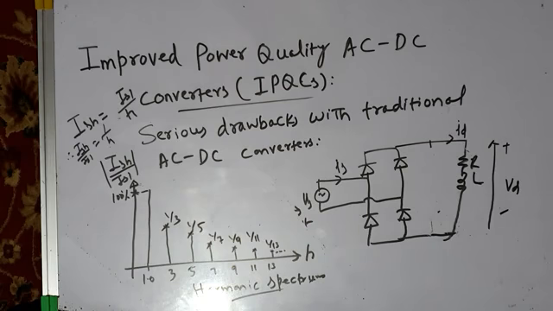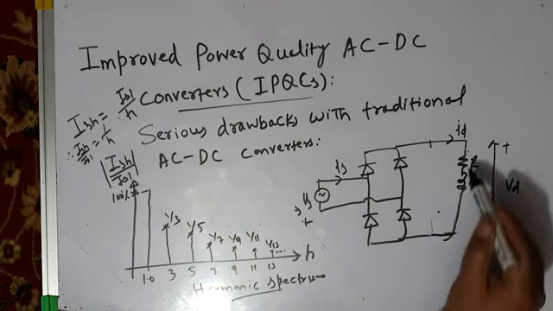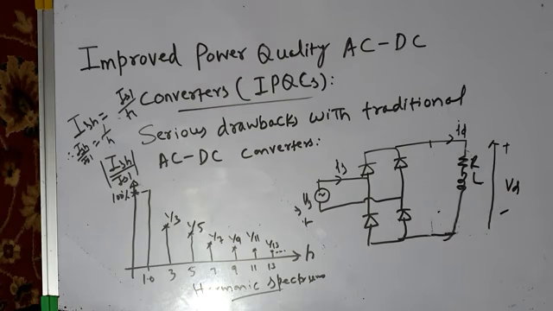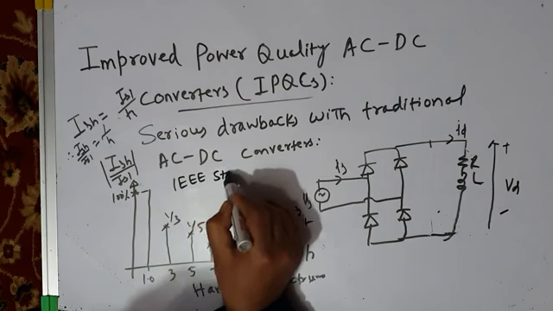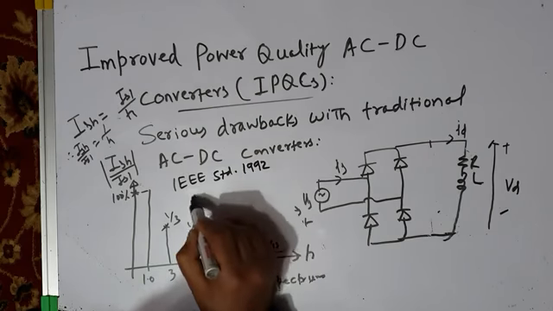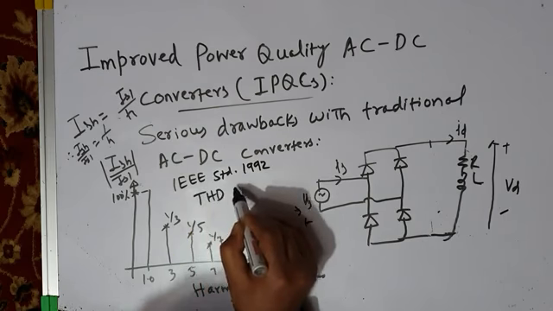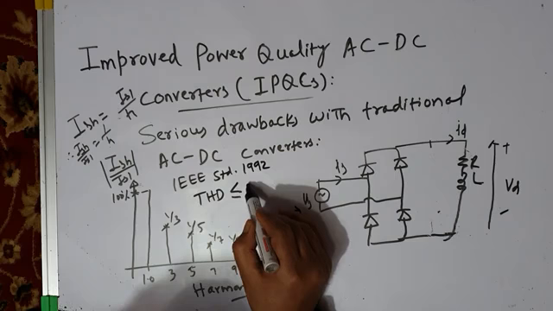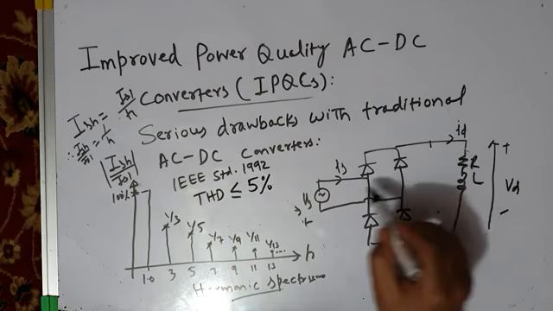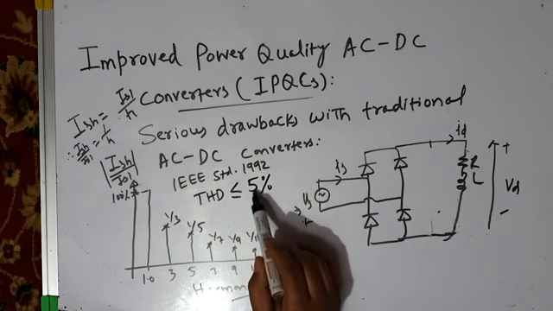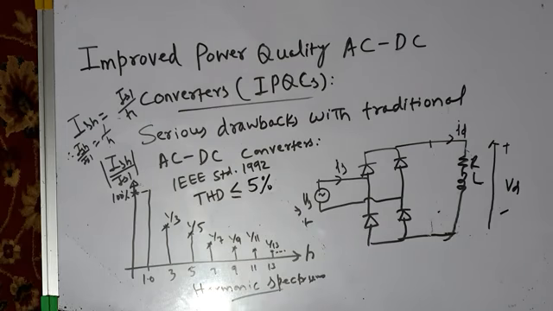higher order harmonic components. So that means whether your load is purely resistive with filter capacitor or RL type load, for this type of rectifier, the current drawn from the source is highly distorted. And as per IEEE standard, there is one IEEE standard 1992, the total harmonic distortion in the source current should be less than or equal to 5%. If the current drawn by the rectifier or AC to DC converter from the source has a THD greater than 5%, that is not acceptable.